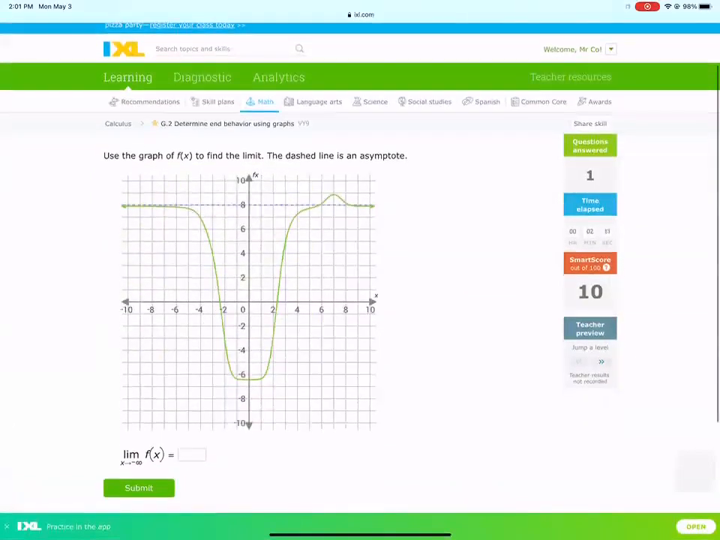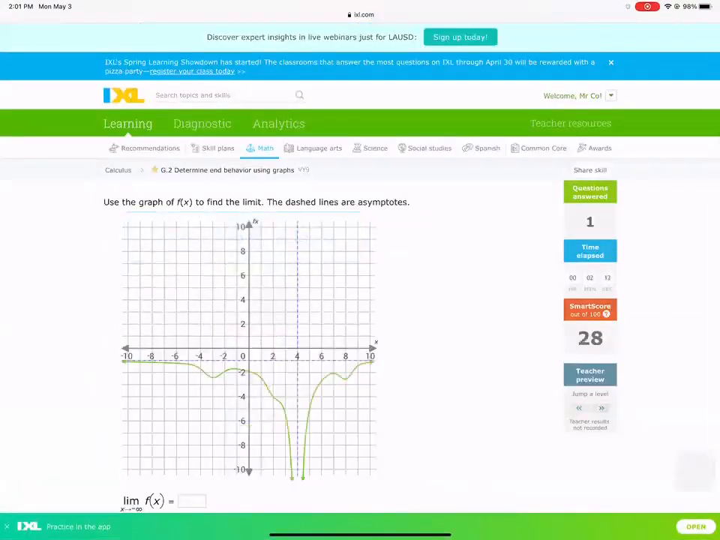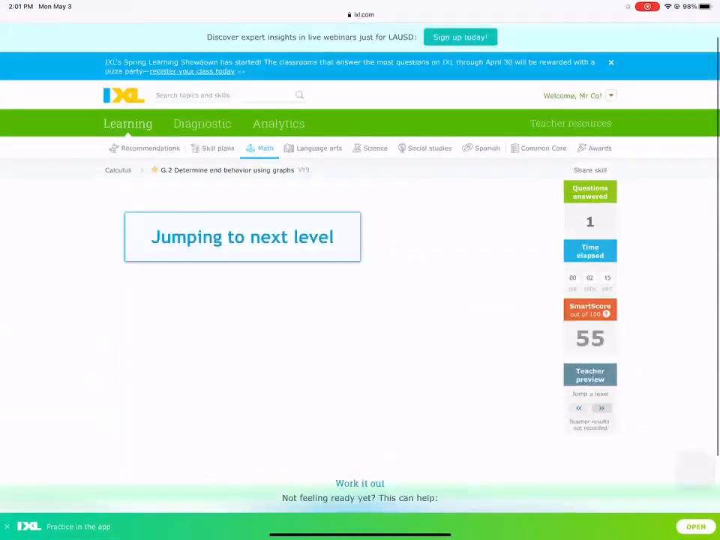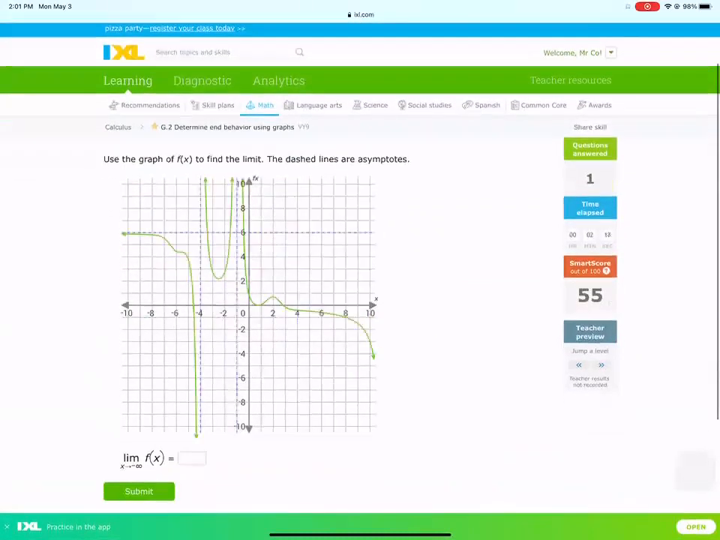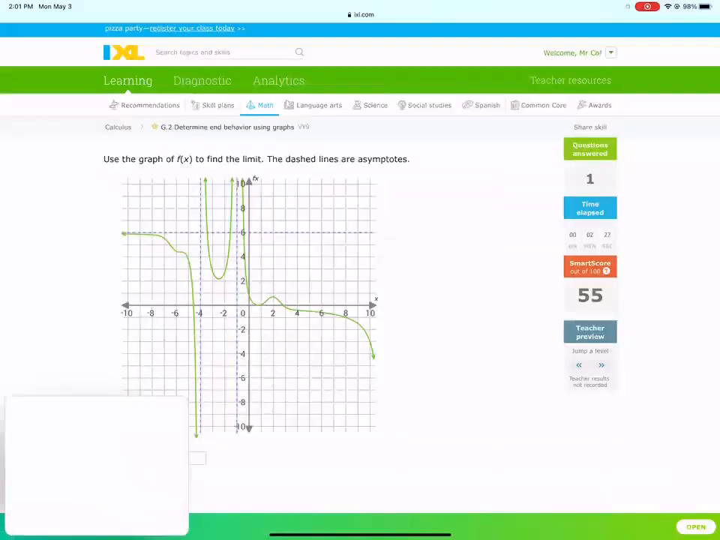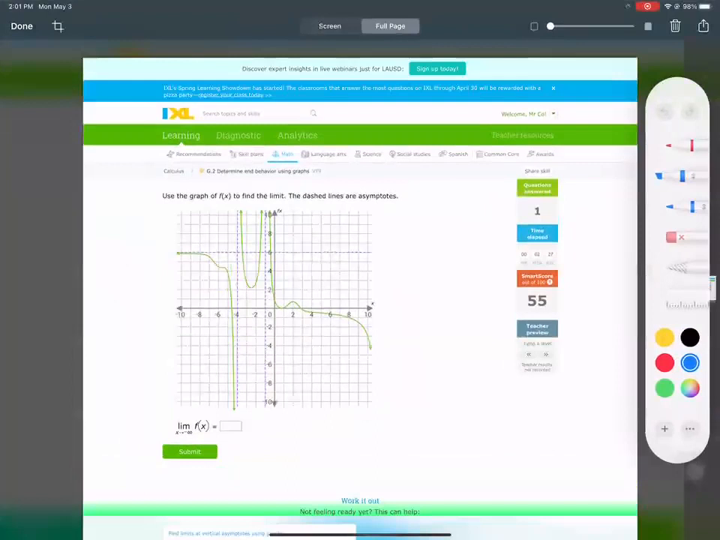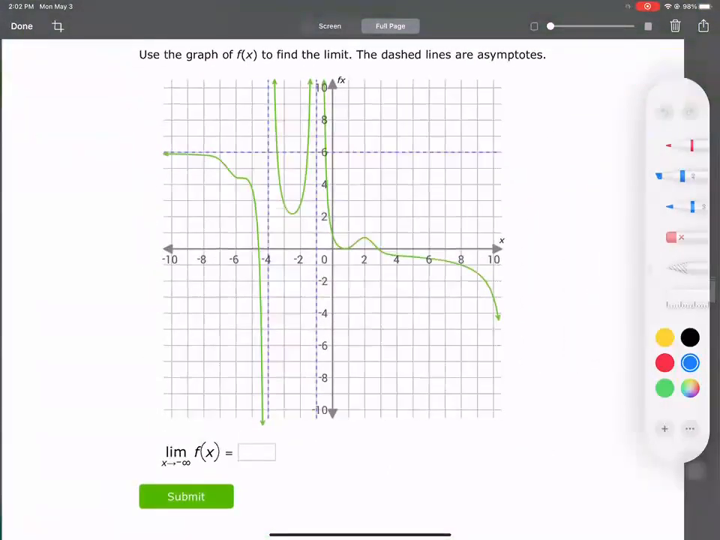Okay, same idea here, very similar question. Okay, this one looks like a lot of stuff is going on here. A lot of limits that we could talk about. But let's just answer the limit that they give us. What does the limit look like as we approach negative infinity? Okay, so we're looking at negative infinity. Where's negative infinity? Negative infinity is going this way. And what's the y value? Remember, we have to hop on the graph, and the graph looks like that looks like 6 to me. That's what the graph looks like.